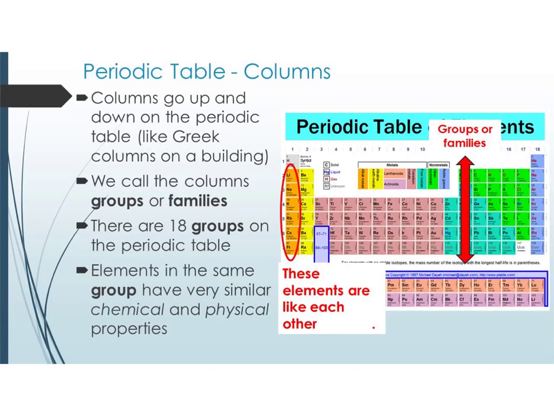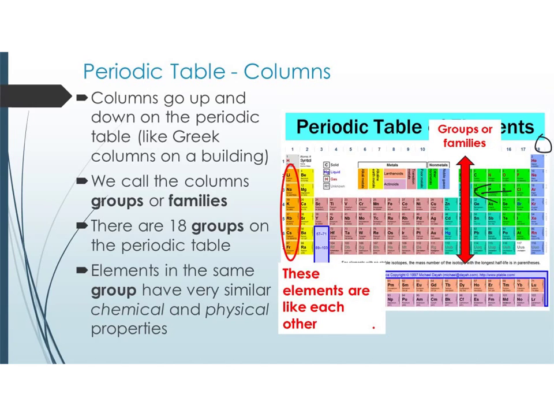All right, so let's talk about the columns on the periodic table. Columns go up and down. Think of Greek columns on a building. So these are the ones that go up and down. And there, look, I drew an arrow here. I'm going to draw an arrow pointing at my arrow that I drew earlier. We call those groups or families, completely interchangeable. Sometimes I say groups, sometimes I say families. It just depends on how I'm speaking at that moment. There are 18 groups on the periodic table. They're counted up here, you see.